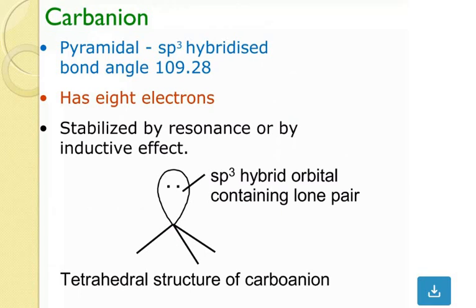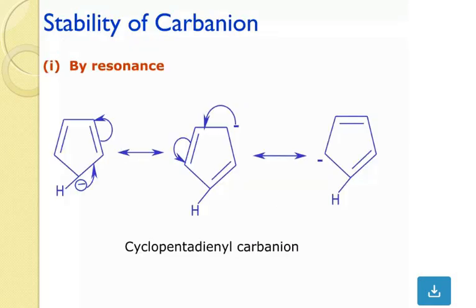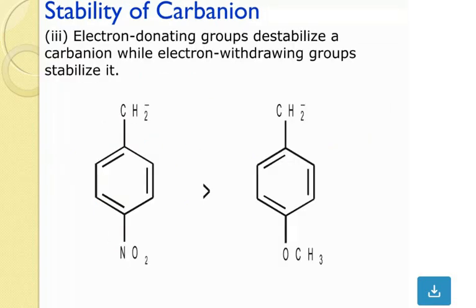Now the carbanion: pyramidal, sp3 hybridized, bond angles 109.28 degrees, has 8 electrons, stabilized by resonance or by inductive effect. It has sp3 hybrid orbitals containing a lone pair of electrons, a tetrahedral structure. Now stability of carbanion: you can see by resonance, by inductive effect. Electron donating groups destabilize the carbanion, while electron withdrawing groups stabilize it.